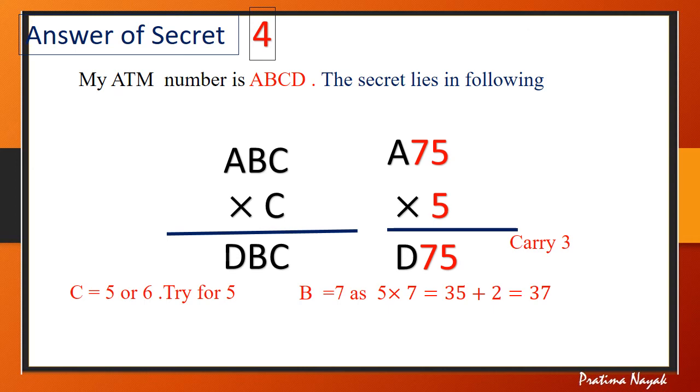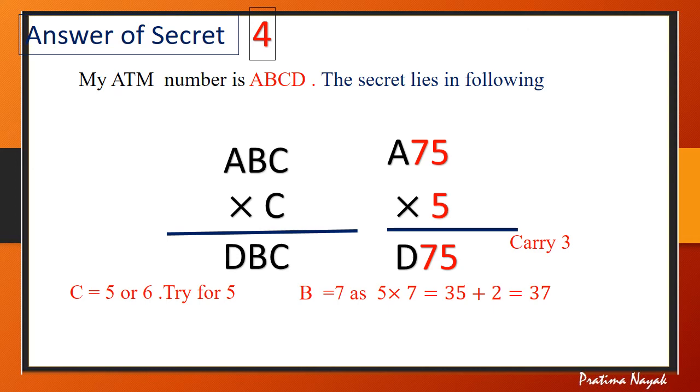So now replacing 7: B is 7, and this product B is also 7. Now coming to A and D. So here when I multiply 5 7s are 35 plus 2 is 37, it carries 2. Now think of what should be A and what should be D.